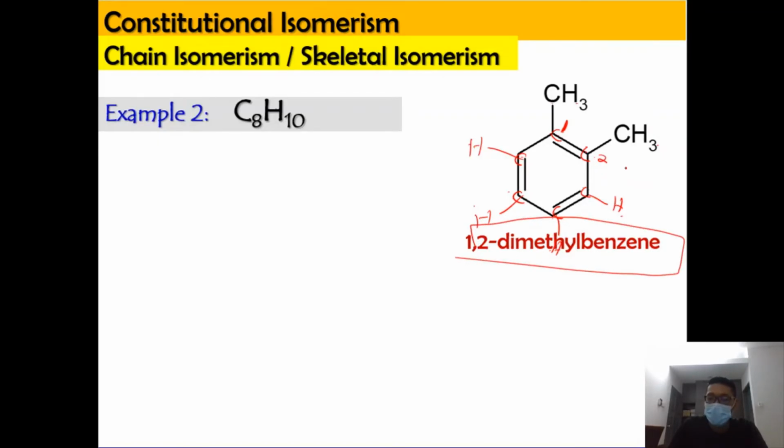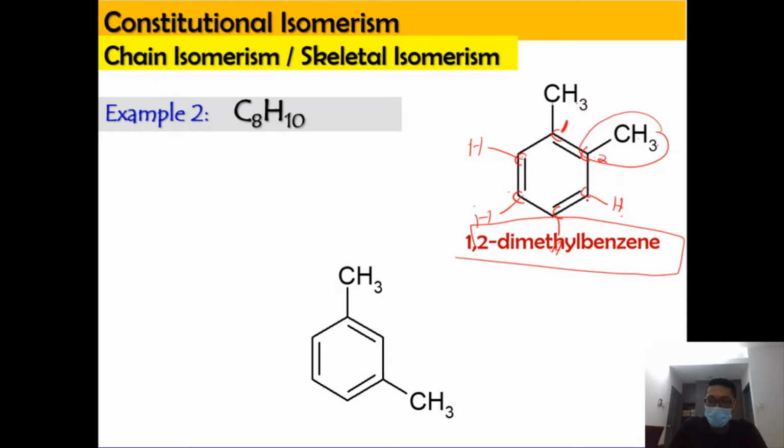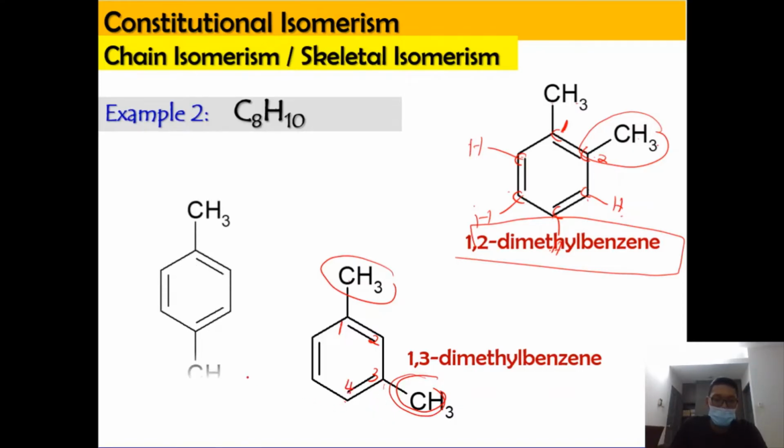So this first one is 1,2-dimethylbenzene. And we can make another isomer by changing the position of CH3 to here. For this case, we're going to name it 1, 2, 3. So we call it 1,3-di, because there are 2 methyl groups on the benzene. So 1,3-dimethylbenzene. And if you're going to make another isomer, we can bring this into this part. So it's going to be 1, 2, 3, 4, which is 1,4-dimethylbenzene.